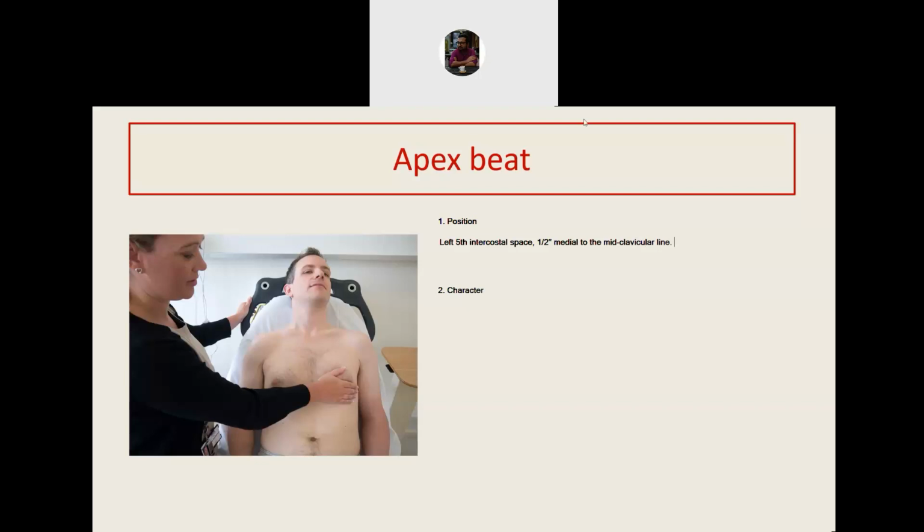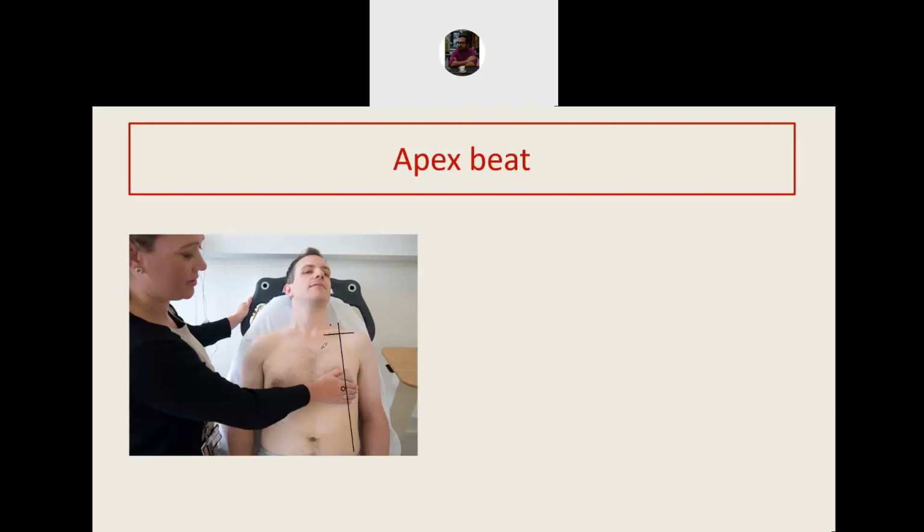So if I annotate here, this is the clavicle. So the midpoint will be somewhere here, and if this is the clavicle, this is the mid-clavicular line. Of course, the person is not photographed in the horizontal position here. That is why the line is looking curved. And the position of the apex will be somewhere here under normal circumstances. Half-inch medial to the mid-clavicular line in the left fifth intercostal space.